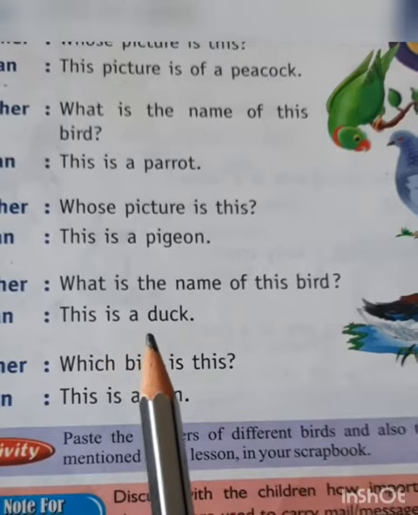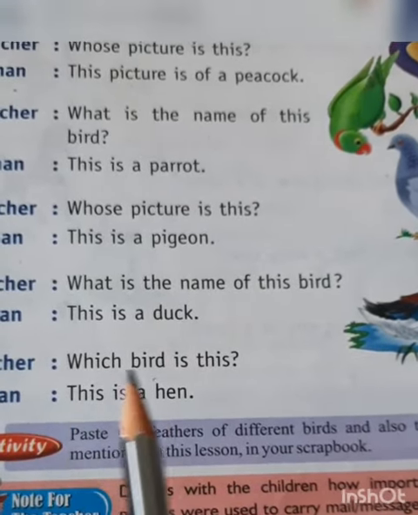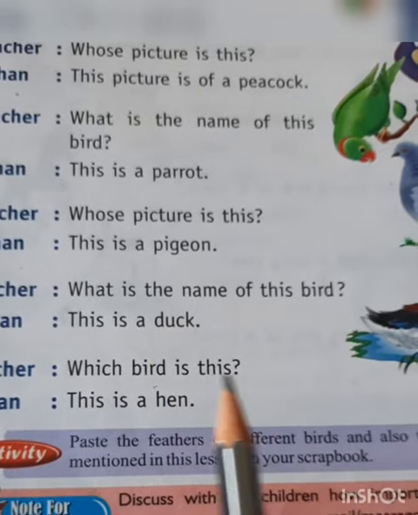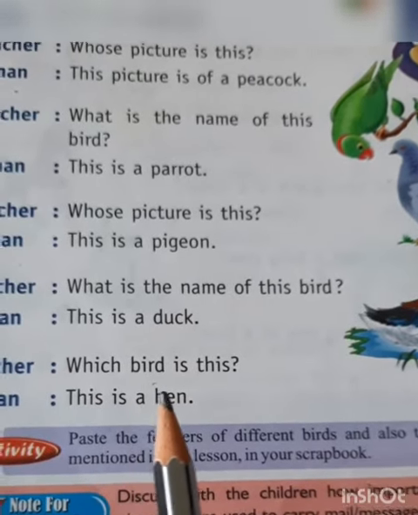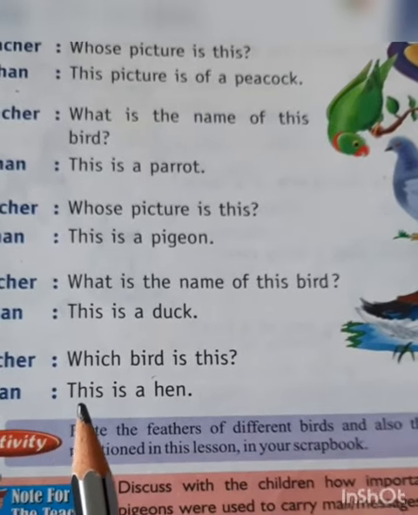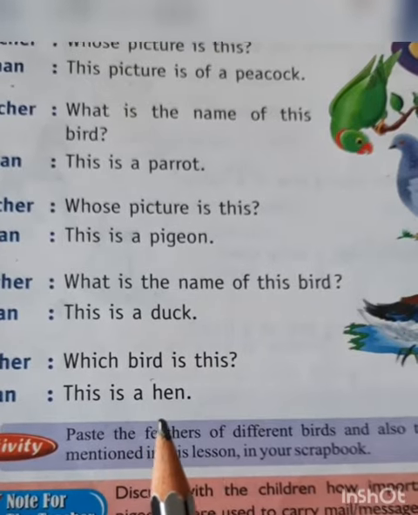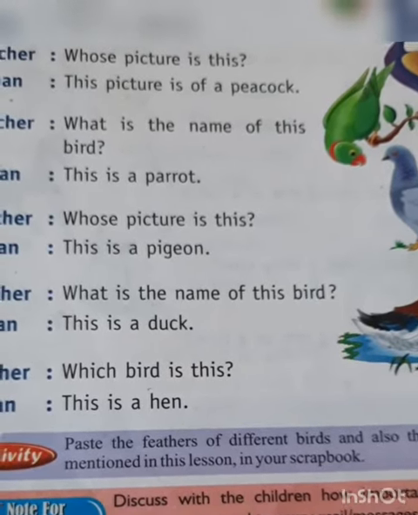This is a duck. And the next question is, which bird is this? Which bird is this? And the answer is, this is a hen. This is a hen. So children, listen carefully.